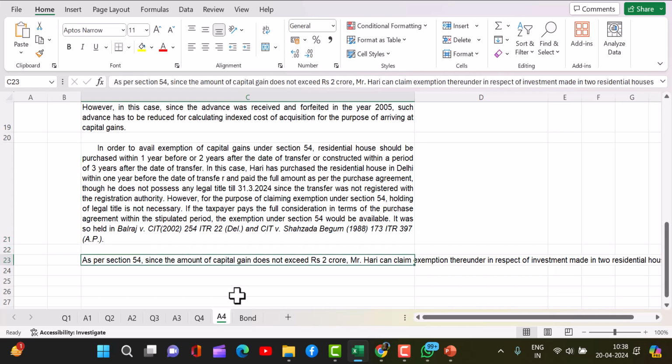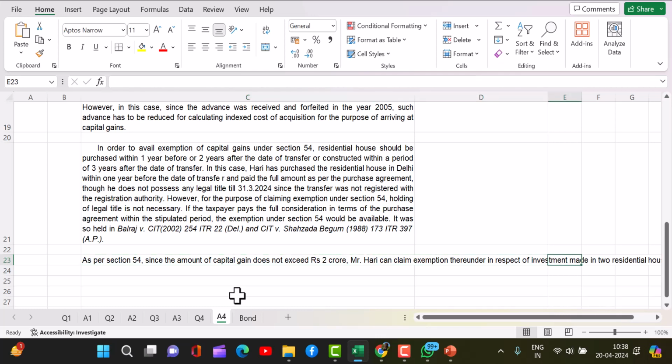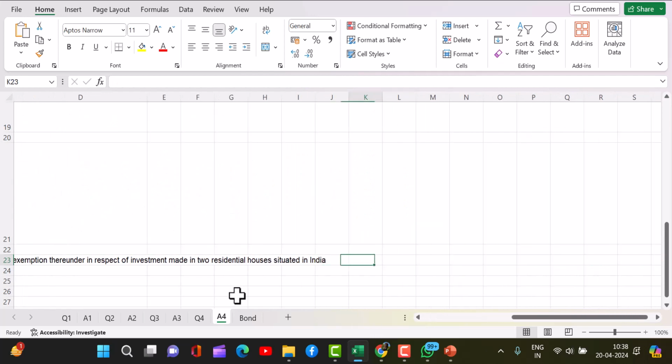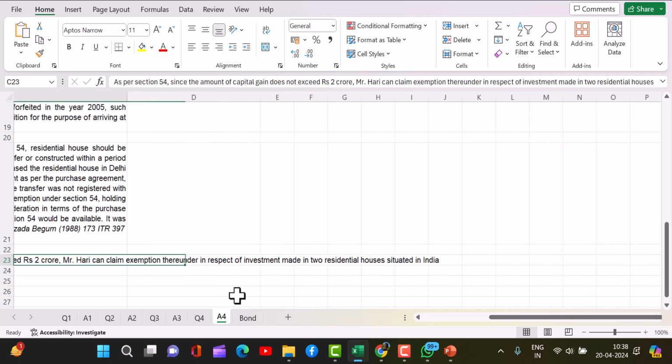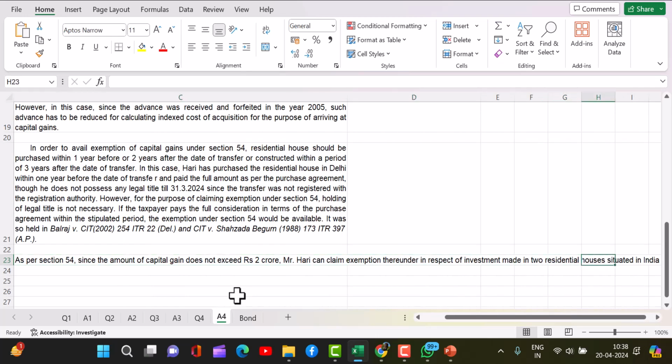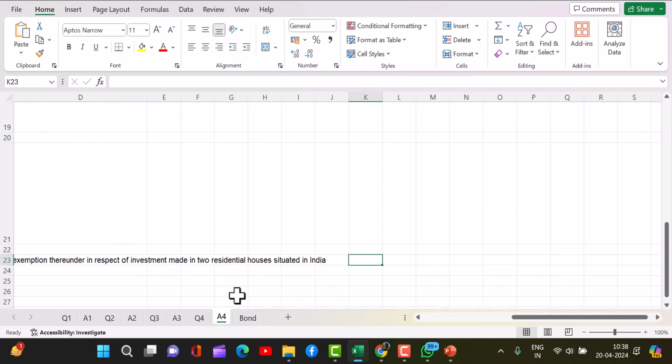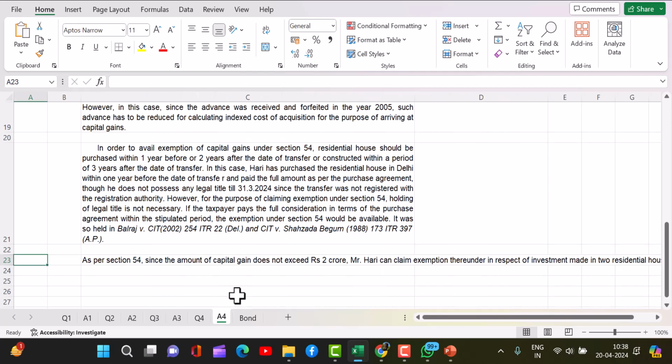Okay. Read this last one. As per Section 54, since the amount of capital gain does not exceed rupees 2 crore, Mr. Hari can claim exemption thereunder in respect of investment made in two residential houses situated in India. So in this case, what he has done is he has bought two houses.